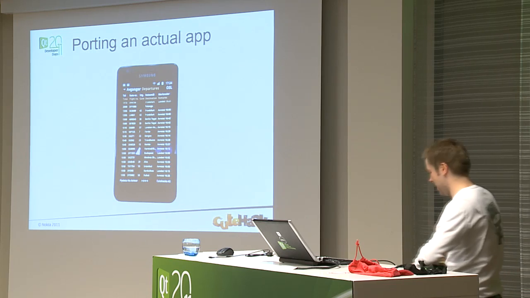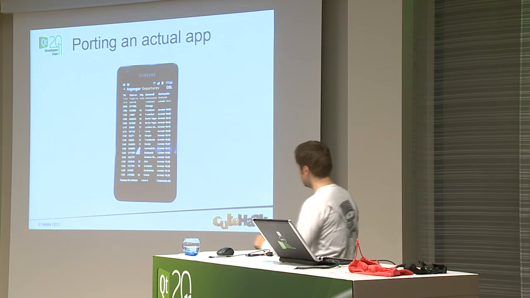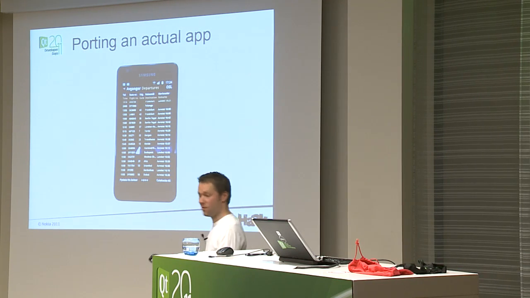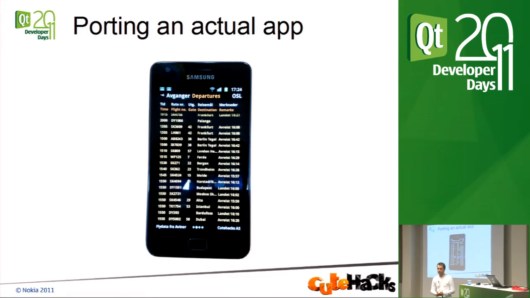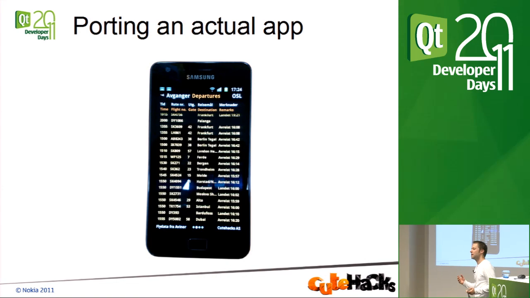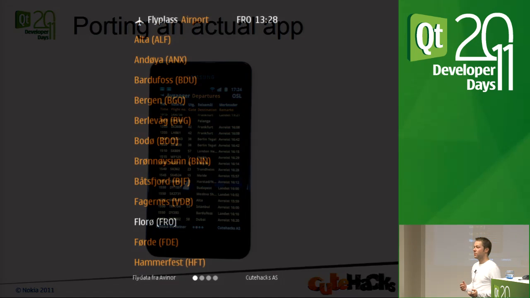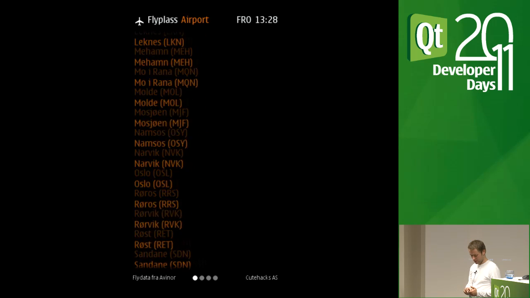It's a very simple app. It's also not that interesting for you because it's a Norwegian app. I'm Norwegian, so deal with it. It basically shows all the airports of Norway, all 46 of them, and the departures and arrivals. And it's using Qt Quick.